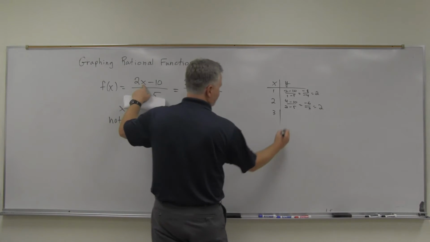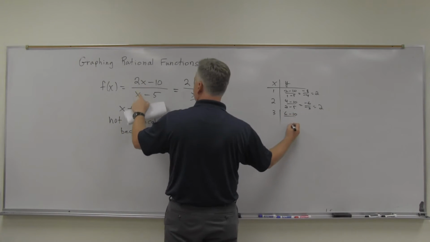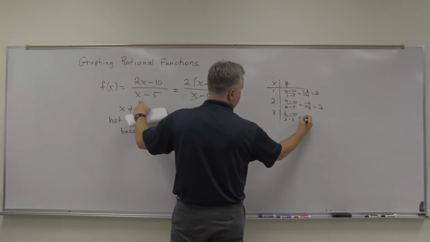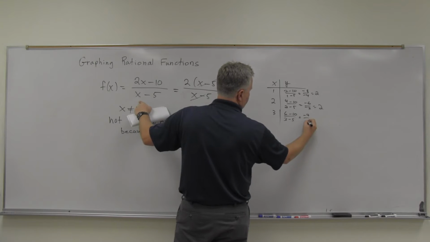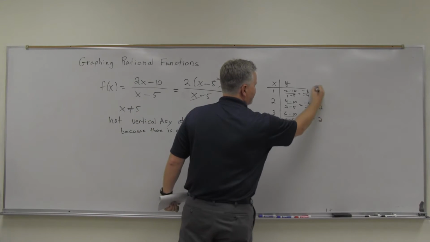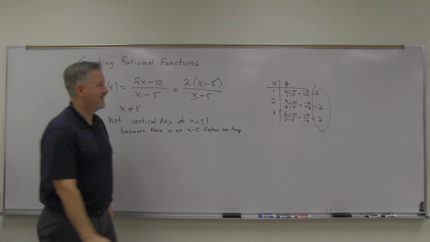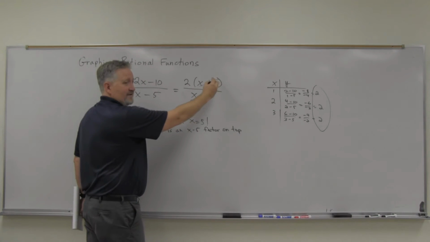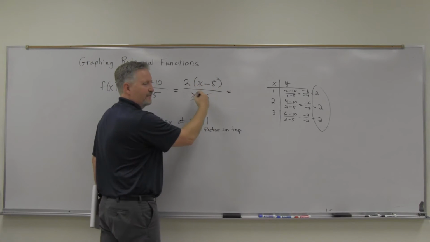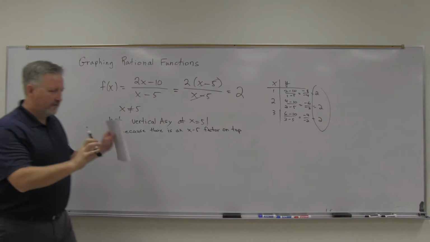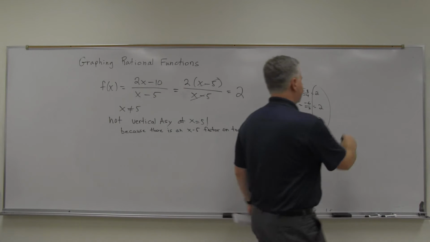And then at x equals 3, we have 6 minus 10 over 3 minus 5, right? We got negative 4 over negative 2. You see something? It's a straight line. It's 2. And do you notice something else? If I cancel those out, what do we got? 2. All right, I got 2.